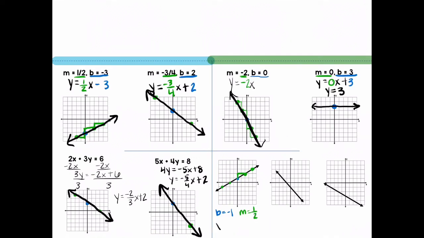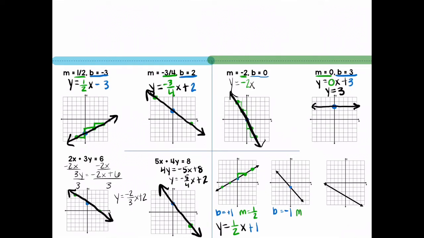So then my equation is y equals 1/2 x minus 1. Okay, ta-da. So then this next one, my b is, oh, sorry, my b is not -1 on that first one. It's +1. Sorry, this one, it's -1.